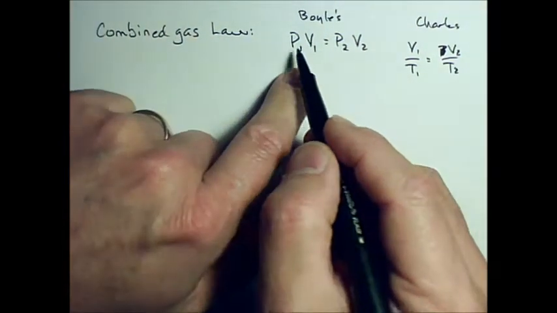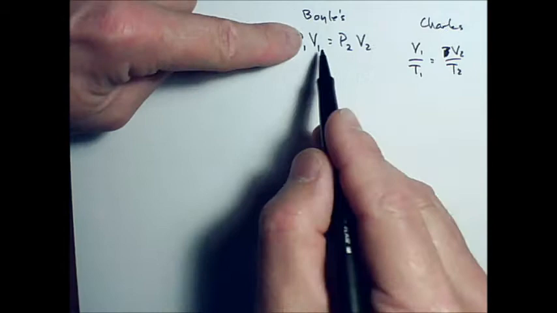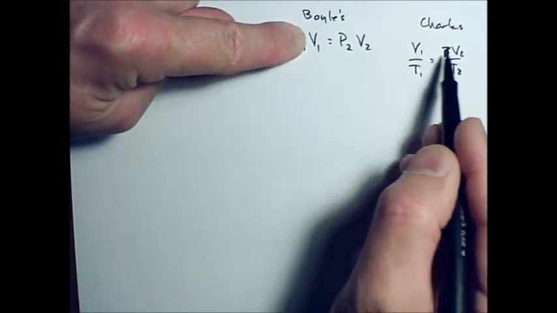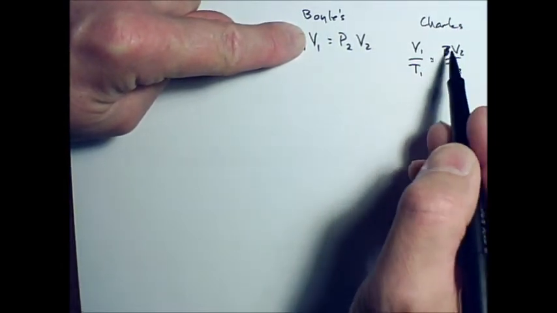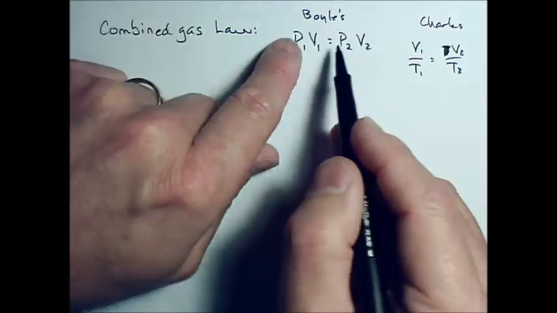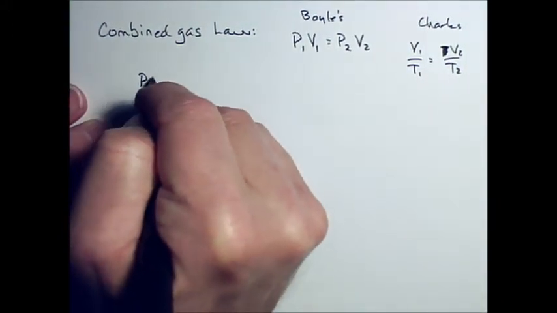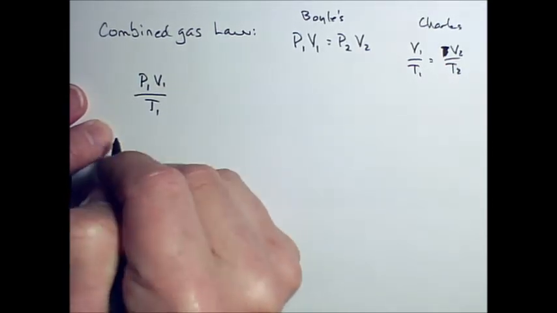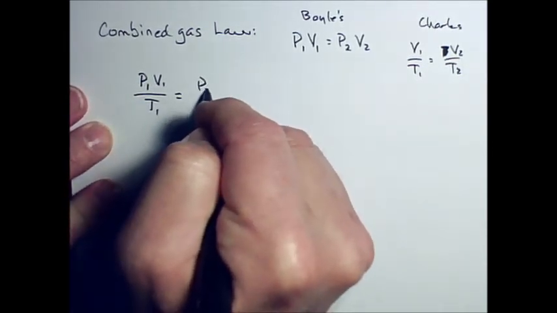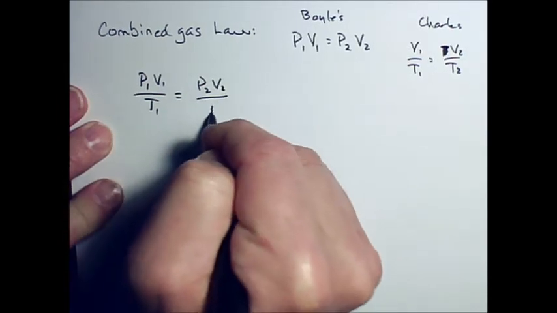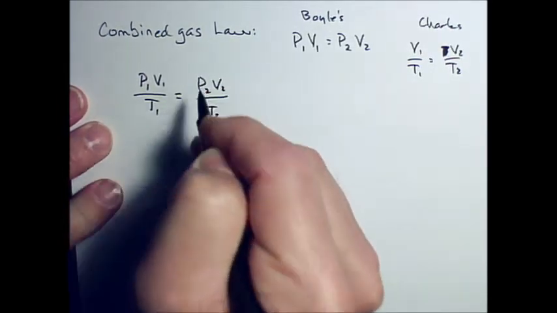So we've got Boyle's law and Charles' law, and notice V1 and V2 are in both equations. Okay? So what we want to do is to put all of this together. So the combined gas law is P1 V1 over T1 equals P2 V2 over T2. Okay?